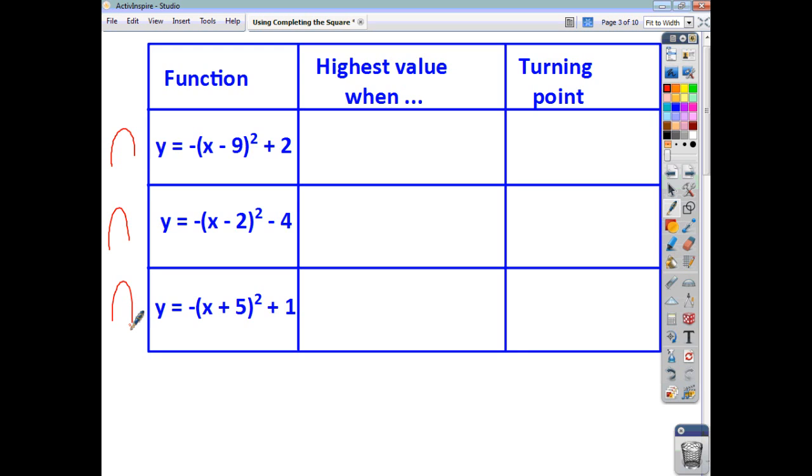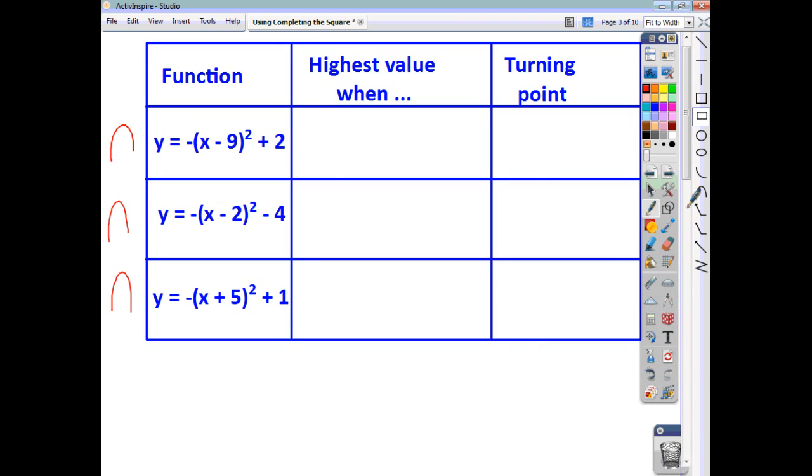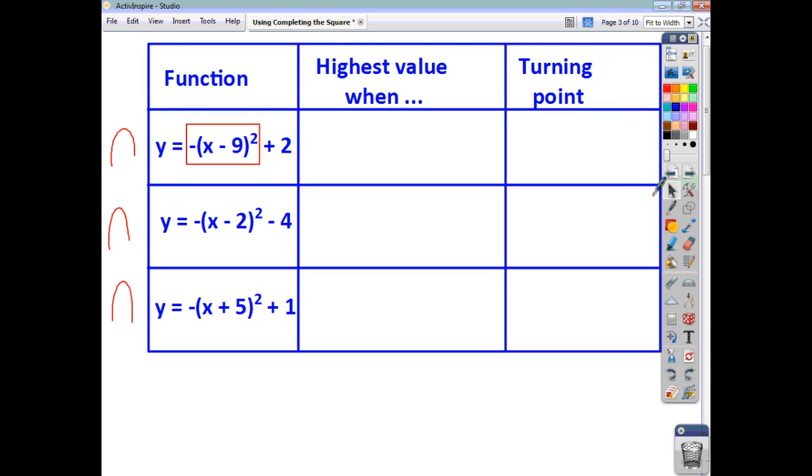So we want to think about when the maximum turning point occurs. Now, again, the maximum turning point will occur when the function is at its maximum. And the function will be at its maximum when whatever it is you are taking away will be at its minimum. Okay, the less you take away, the bigger it is at the end of the day. So, when is what's in the red box at its minimum? Well, it's at its minimum when what's in the bracket is 0, because 0 squared is the smallest anything squared can get.